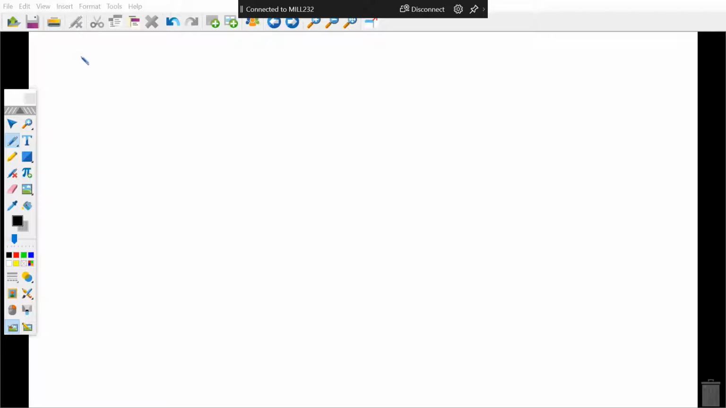Let's go 7y minus 3x is less than or equal to 21. Give this one a try, please. I'll give you a couple minutes to try it yourselves.